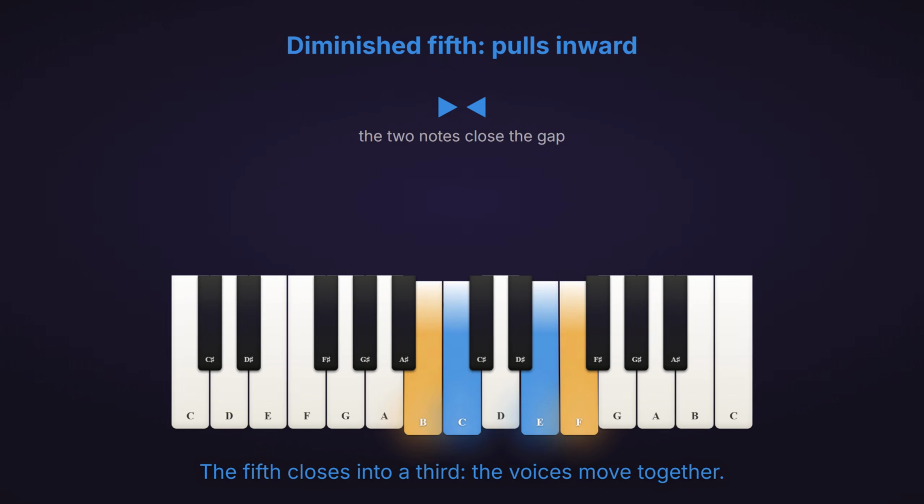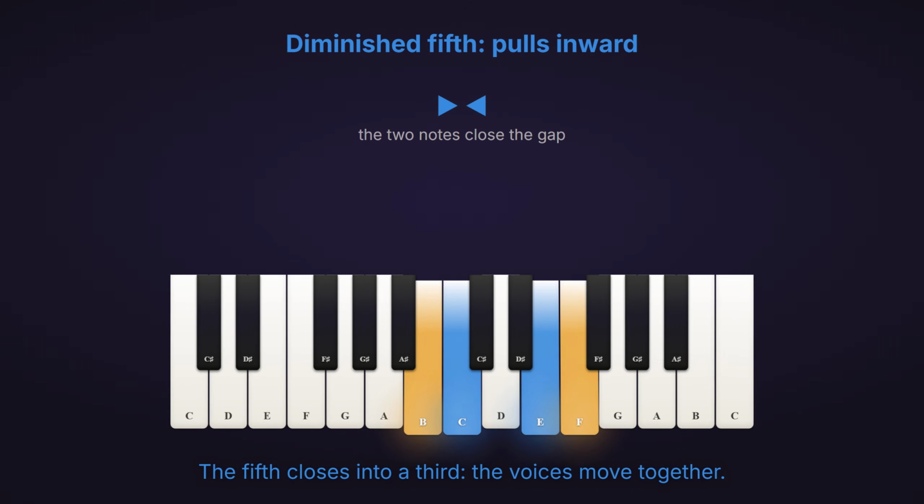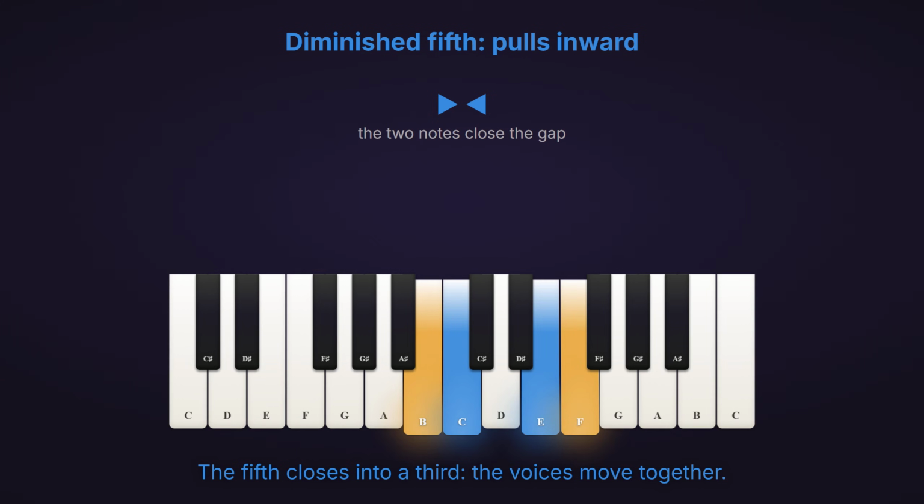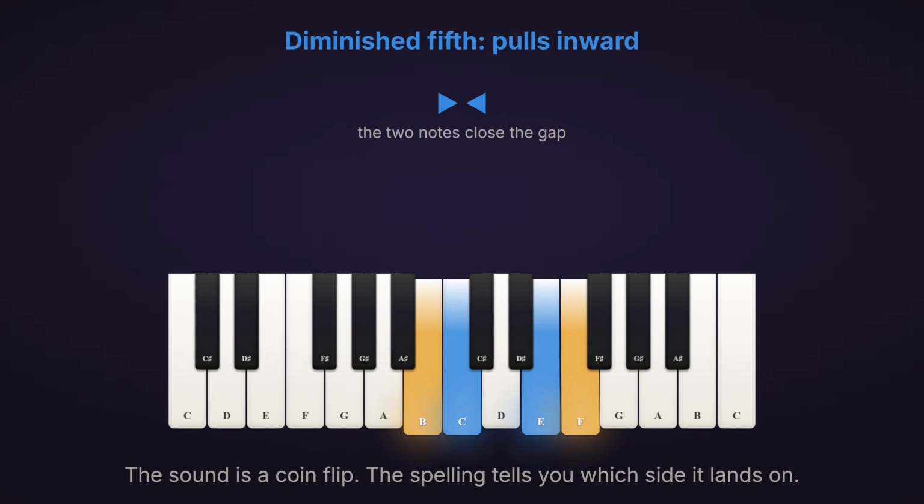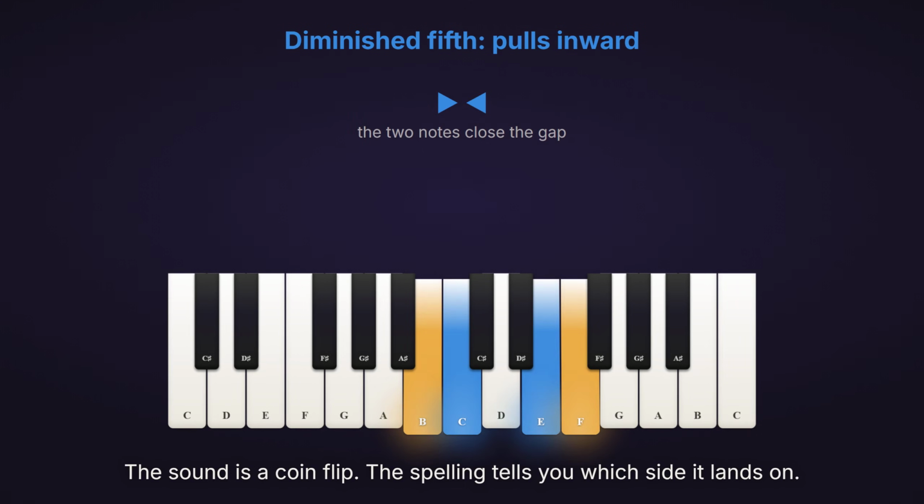Same 6 semitones either way, the same clang at the start, but the augmented fourth opens outward and the diminished fifth pulls inward, and the name written on the page tells the player in advance which of those two pulls is coming. That is the whole reason for spelling a tritone one way rather than the other. The sound is a coin flip, the spelling tells you which side it is going to land on.